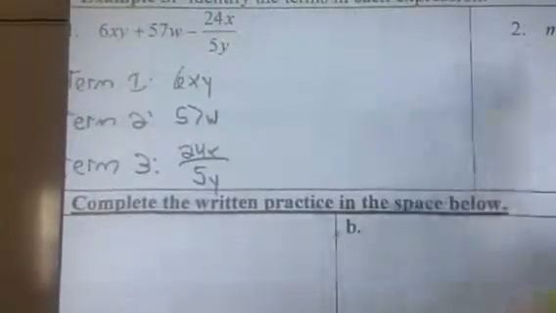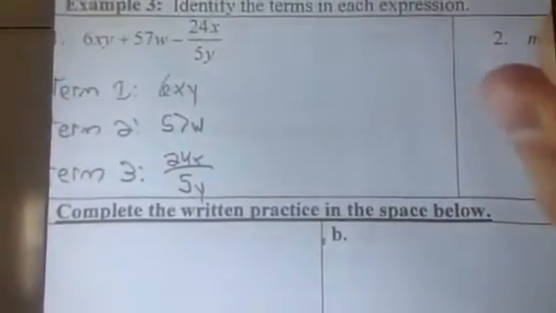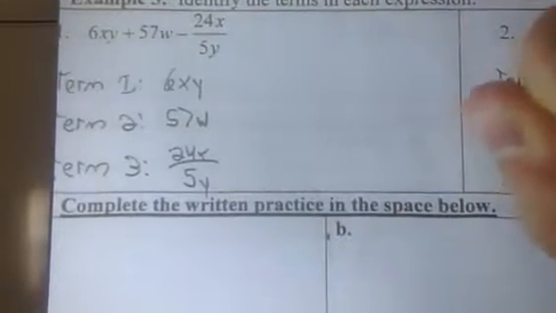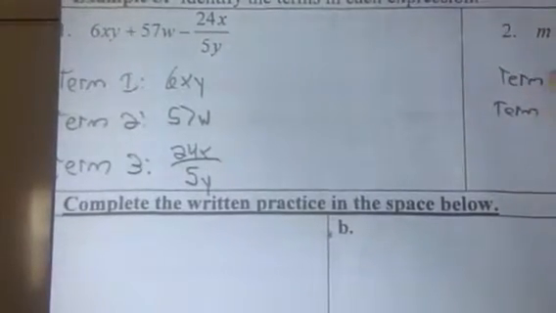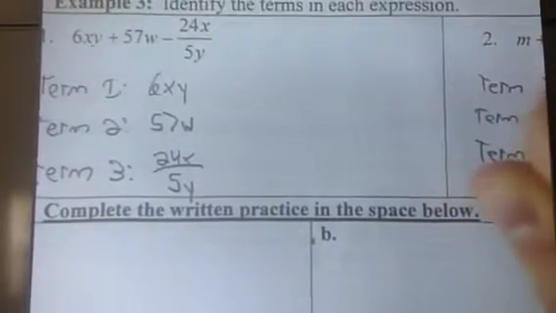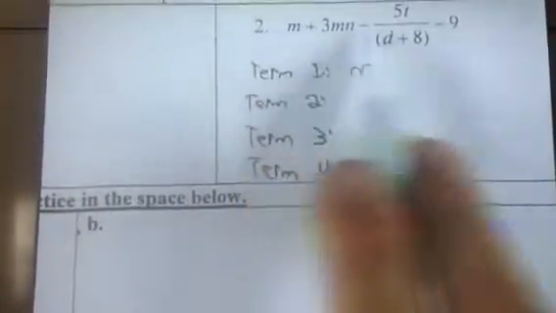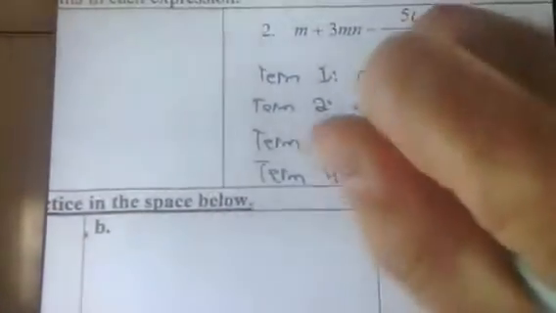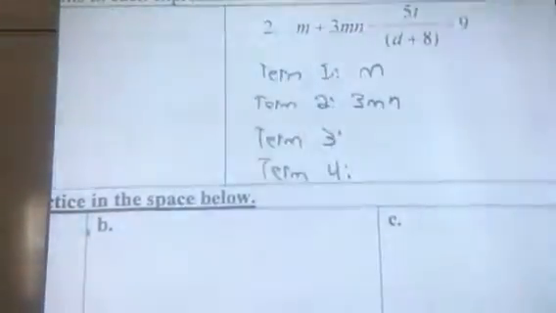I look at the second example, and I see that there are 4 different terms. So I'm going to write term 1, term 2, term 3, and term 4. My first term is just m. My second term is anything separated by this plus or this minus. My second term is 3mn.